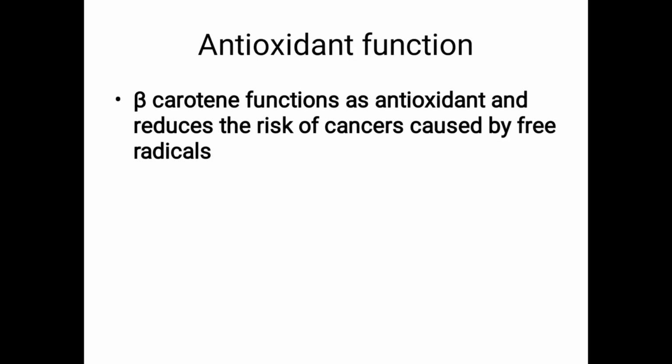Also, beta carotene acts as an antioxidant. Beta carotene is a provitamin of vitamin A, present mainly in plant foods like yellow pumpkin and carrot. Beta carotene can be cleaved into two molecules of vitamin A. So beta carotene functions as an antioxidant.